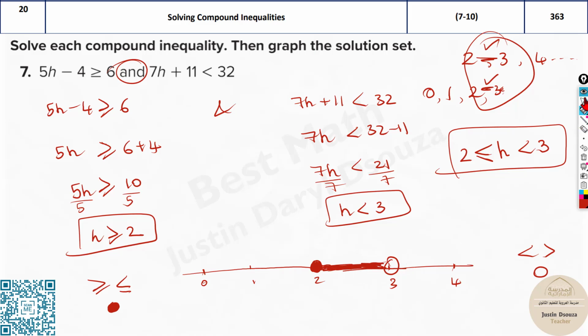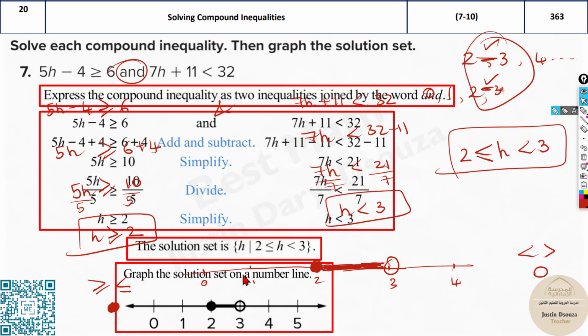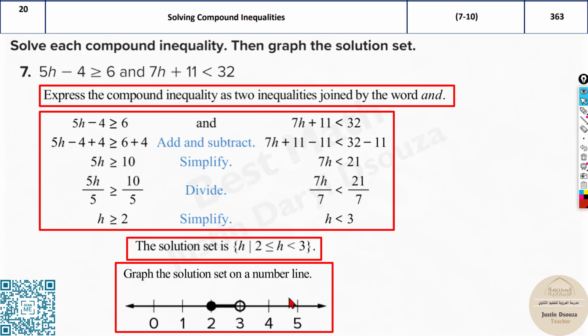That's it, that is the solution. You can see there is a hole at 3, and the solution is just between 2 and 3. Now this is up to you. Even if you don't write the inequalities, with these two points you can easily graph it. But generally, if the solution set is in the options, this will be the correct answer. So that's how we do it.